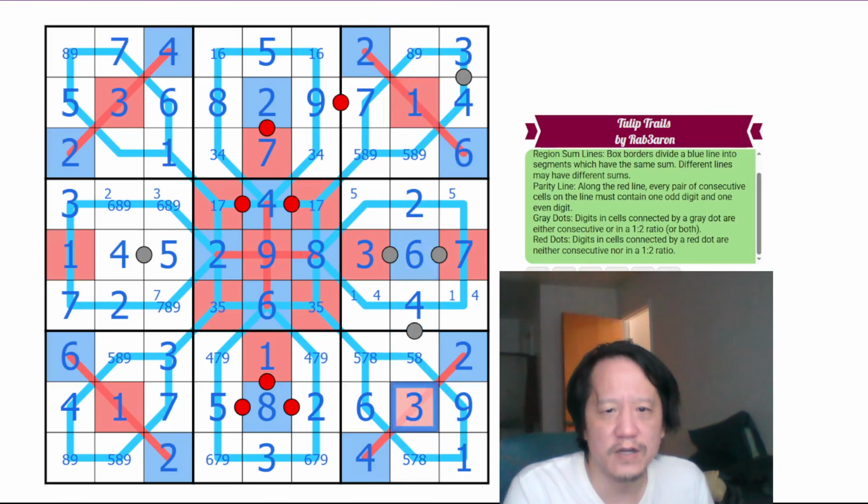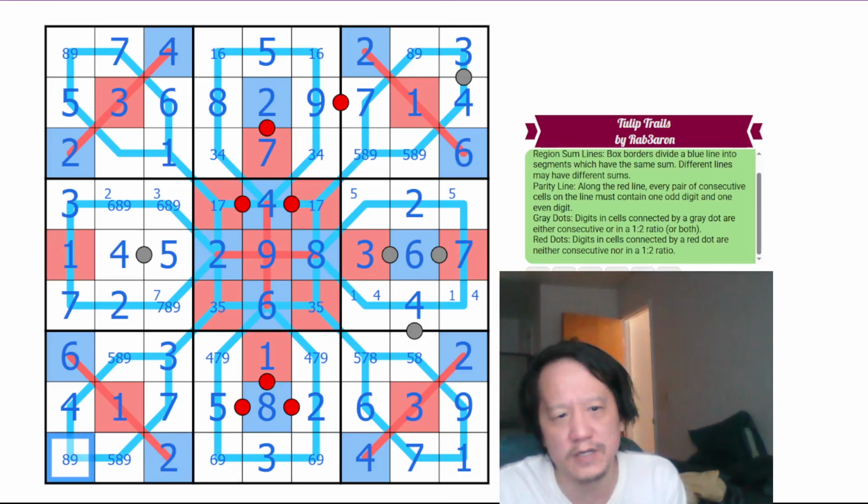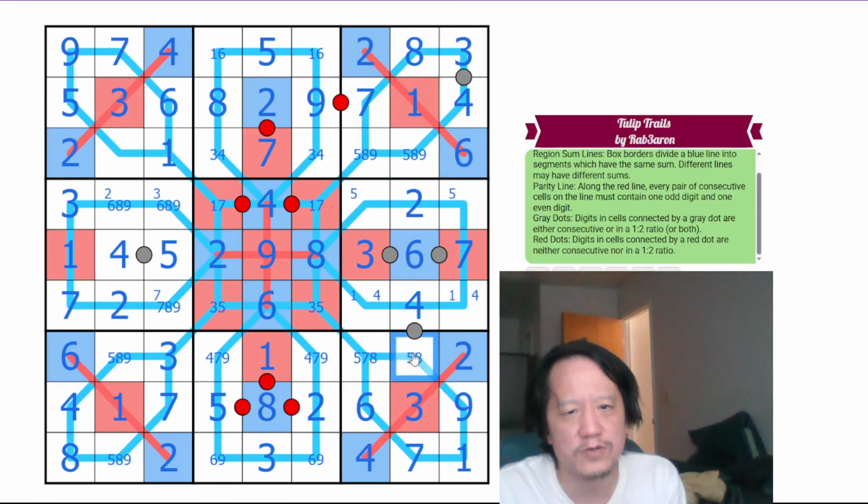5, 8, and 9, which means this is 7. No 7 here. It's 6 and 9 as a pair, which eliminates 6 and 9 here. So that's 8, which makes that 9, which makes that 8, which makes that 5. No 5 or 8 there. It's 9. No 8 or 9 there. It's 5, which makes that 8. No 8 or 5 here. So that's 9, which makes this 5.